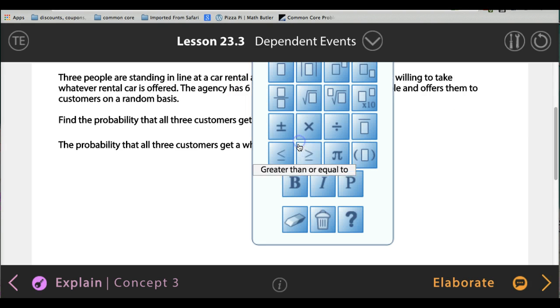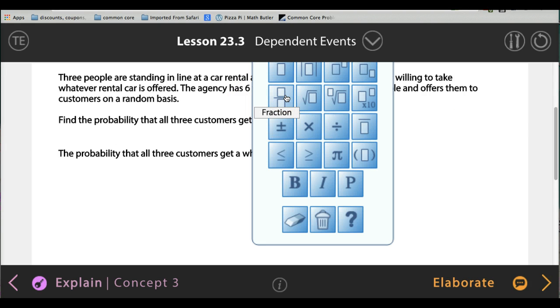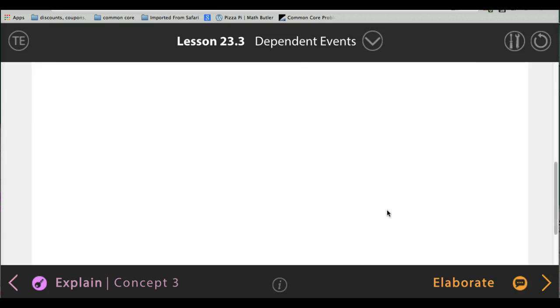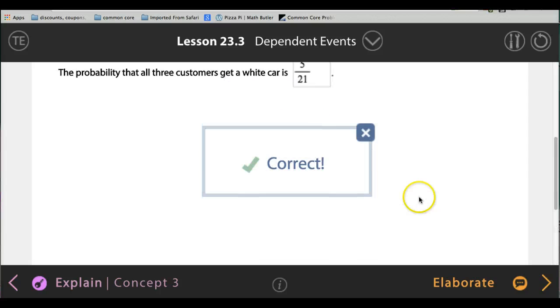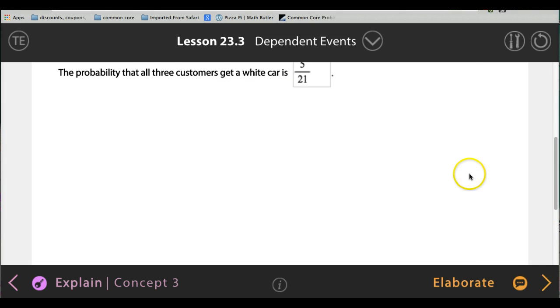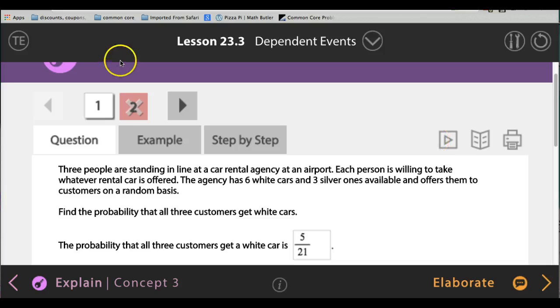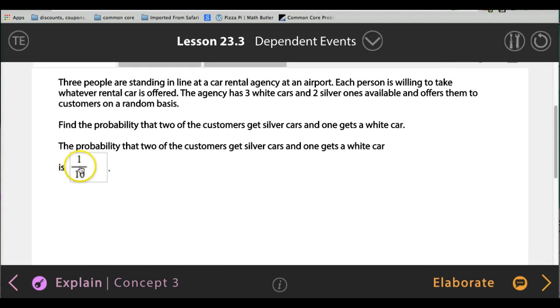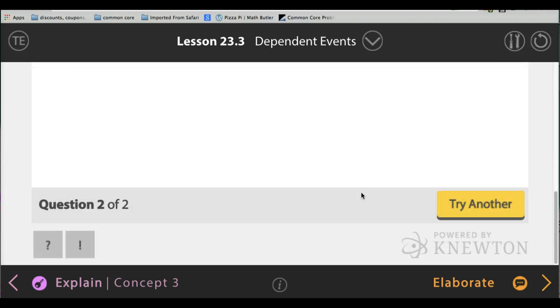Let's check. 5 over 21. Put in the answer, please check the answer, and it is correct. Okay, so please don't get confused because that's what I did with the second question that says a big X. This is supposed to be 3 over 10, okay, not 1 over 10.